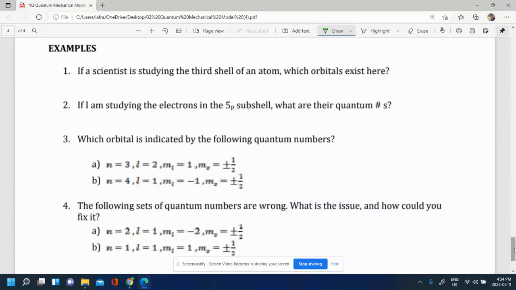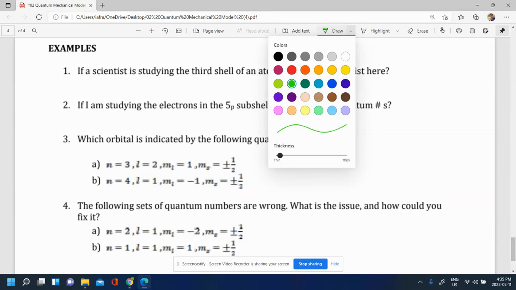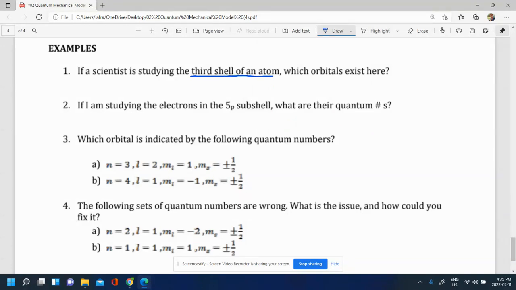So here we have, if a scientist is studying the third shell of an atom, which orbitals exist there? Let's look at that question and really dig deep into what the question is really saying. We're saying the third shell of an atom. So what that means is we are in energy level 3, which is our principal quantum number 3. And we want to know what type of orbitals exist there. So to know the types of orbitals that exist there, you need to know the subshells. You need to know, like, is there S, P, D, F, so on and so forth. So how do we figure that out?